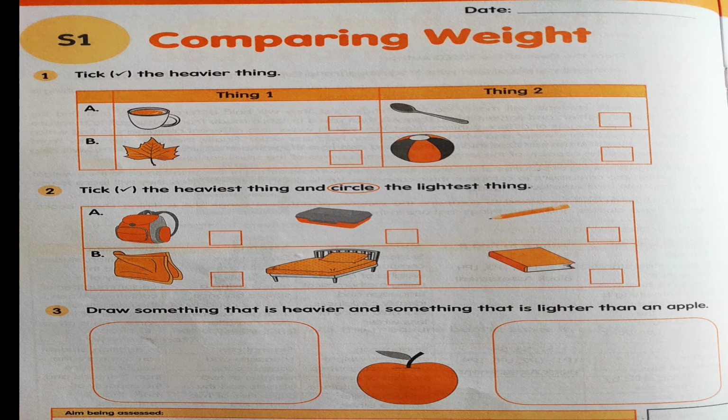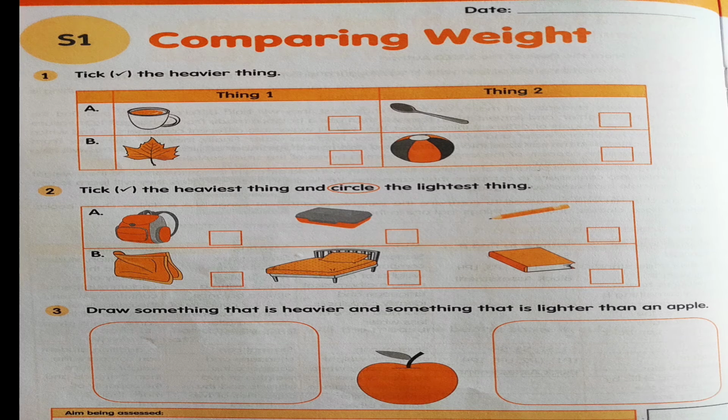If you do not know, you can go to your kitchen, take a cup and a spoon. You can easily understand the thing that is heavier, because it pulls your hand down, and the thing that is very light, you can hold so easily. Hold a cup of tea in one hand and a spoon in the other hand. Then if you know which one is heavier, you will tick. If the cup is heavier, you will tick on this box. If the spoon is heavier, you will tick on the second box.